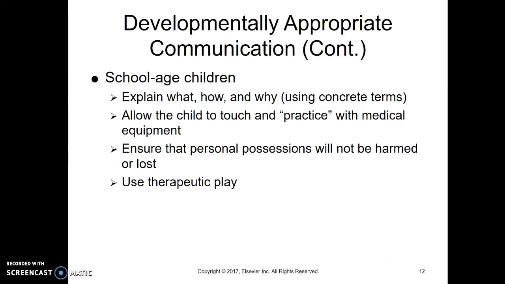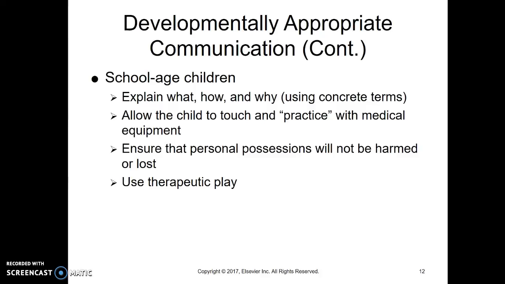So when we get to school-age kids, how do we communicate with them? Well, these kids really want information. They want to know what's going to happen, how, why. But remember, they can't think abstractly yet. So we want to be very concrete. We still want to let them touch things and practice and understand it. So touching that blood pressure cuff, or having a doll that's got the equipment that they're going to have.